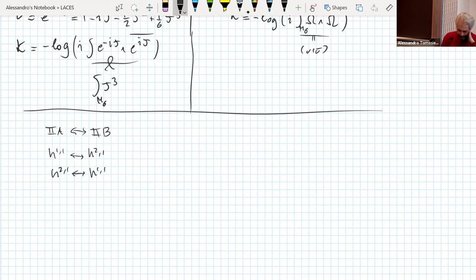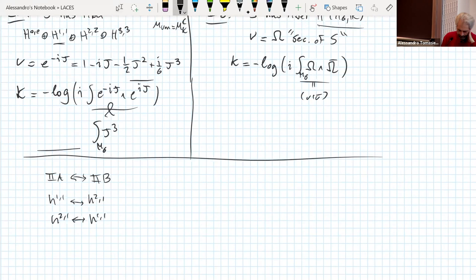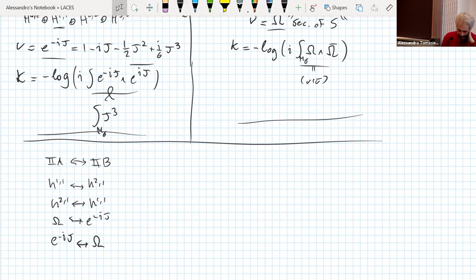But this is not just about numbers. It persists if you consider even the structure, as we were seeing here, of the effective action. Everything is formally the same if you replace omega not quite with J, but with this formal exponential of J. So omega here would become e to the minus iJ, and vice versa. Now, the J here parametrizes the Kähler moduli space, and the omega here parametrizes the complex structure moduli space.